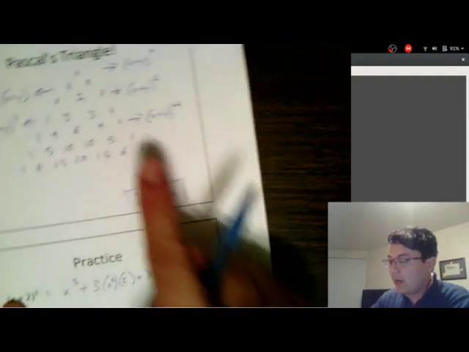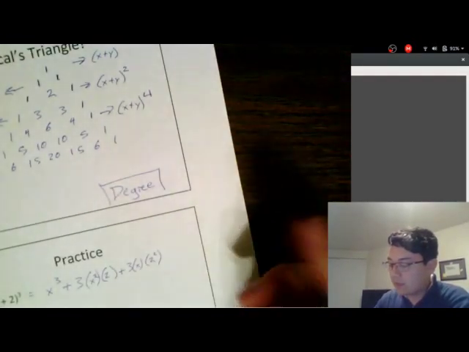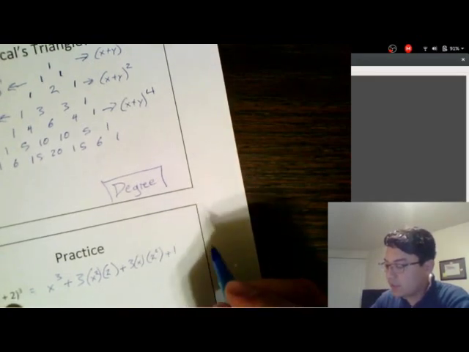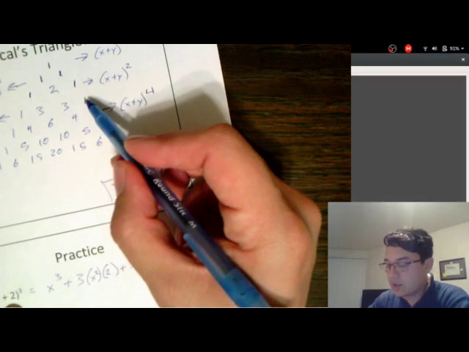The next term is going to have a 1 in front, so we'll have a 1 from Pascal's triangle.